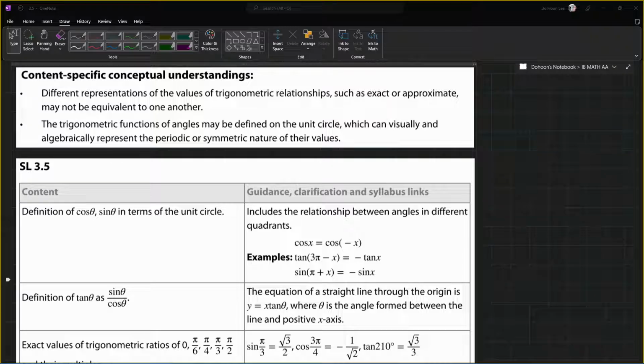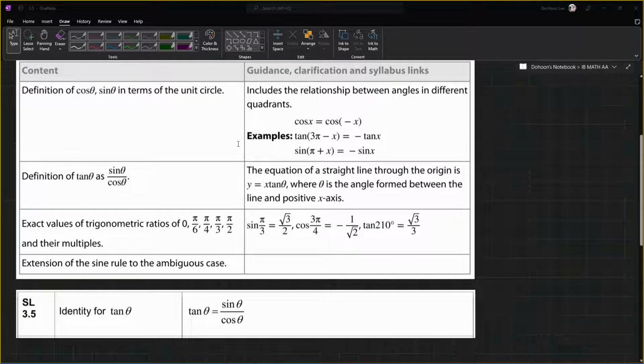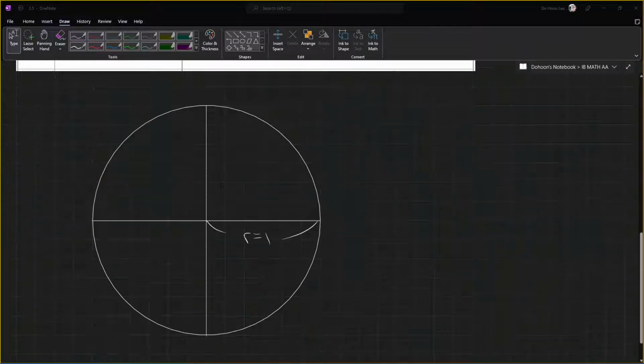One sentence that summarizes this section is, a unit circle can help us remember exact values of trig ratios of 0, pi over 6, pi over 4, pi over 3, and pi over 2. Let's first start by drawing a unit circle. A unit circle is a circle with a radius of 1.